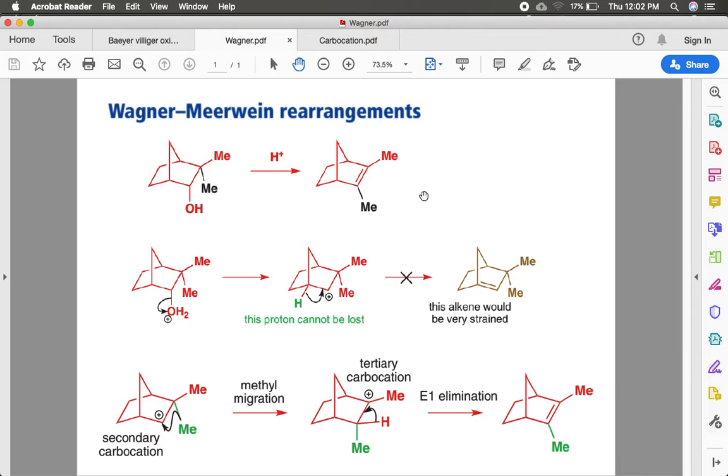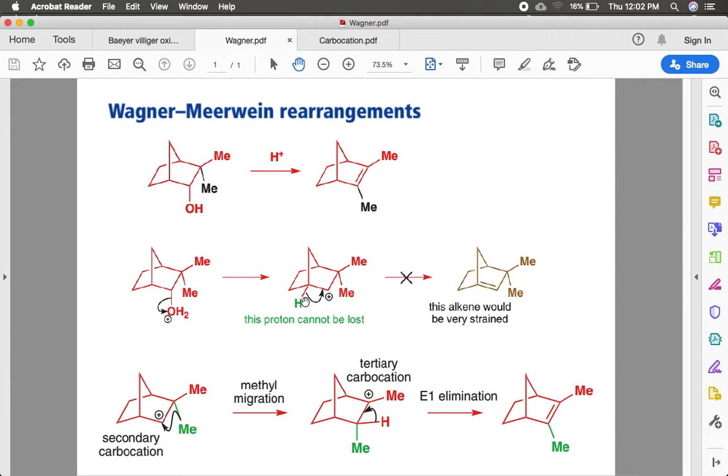Let's discuss the E1 elimination. So this one substrate undergoes dehydration to give rise to this product. Let's look at the mechanism. The first step is the protonation. So the water molecule leaves behind a carbocation. This is a secondary carbocation, so it will have to rearrange to a more stable carbocation.